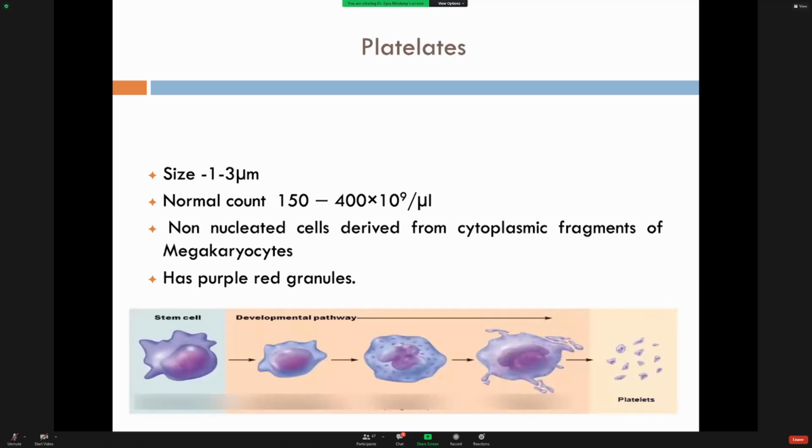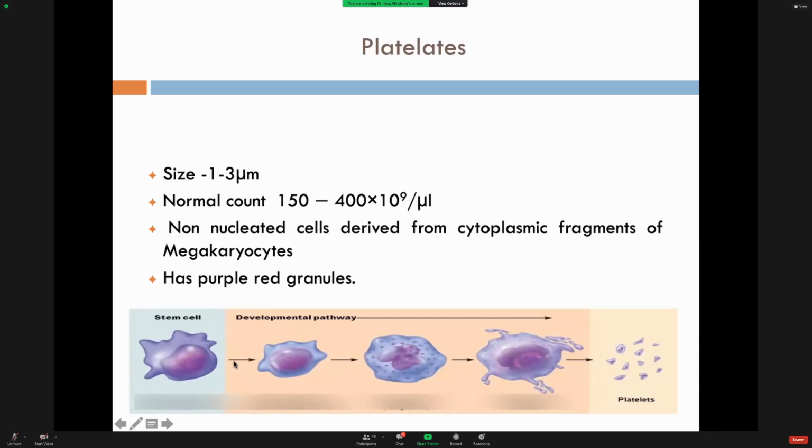Platelets. We finish from white blood count morphology, then we'll go to the platelets. Platelets, normal counts between 150 to 400. Non-nucleated cells, which are usually derived from megakaryocytes and originally derived from myeloid lineage. Has purple red granules.